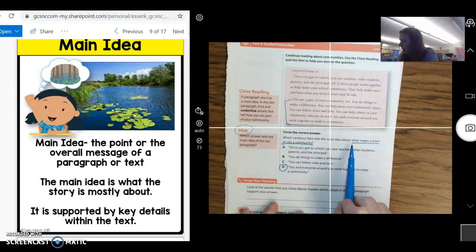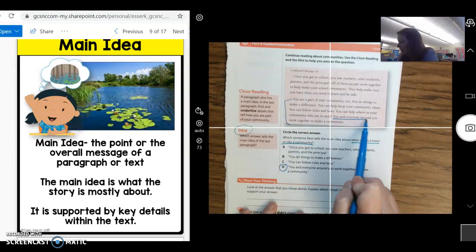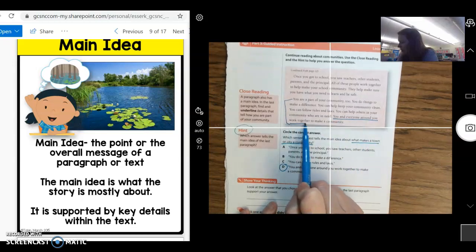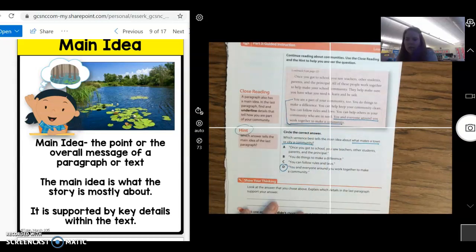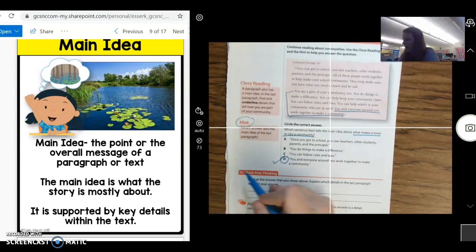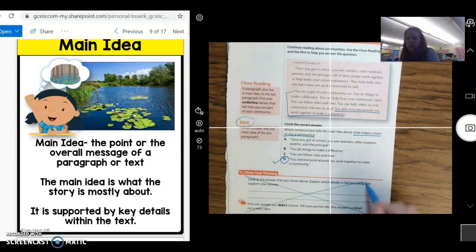All right, if you picked D, you are right. Okay, so the question is, what makes a town or city a community? And it says you and everyone around you work together to make a community. So if you put D, awesome. If you didn't, go ahead and change your answer. Okay, we're not going to do this section, so you can just draw an X through it.